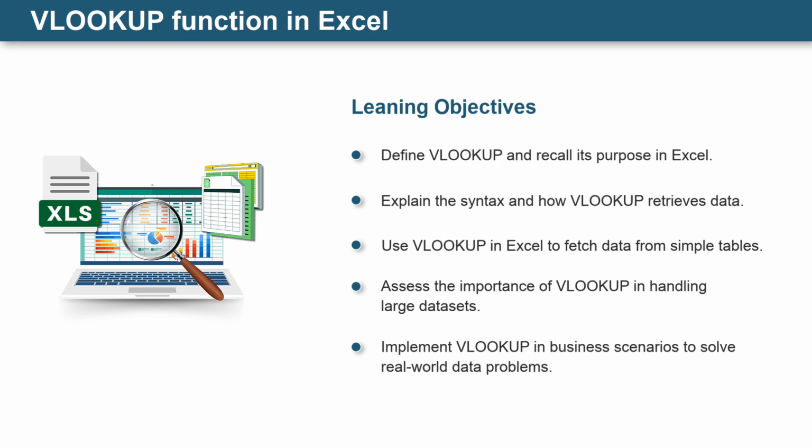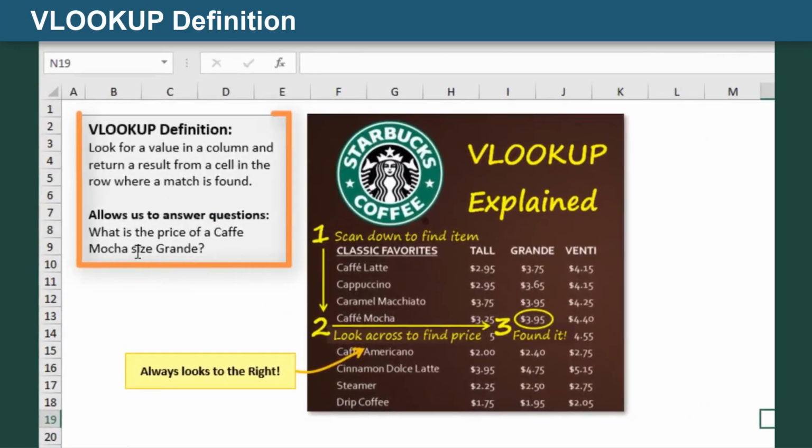Let's get started. Here I have a simple definition of Vlookup, and the whole point. The purpose of Vlookup is to look for a value in a column and return a result from a cell in a row where a match is found. And this allows us to answer questions about our data. So I have this menu example here.